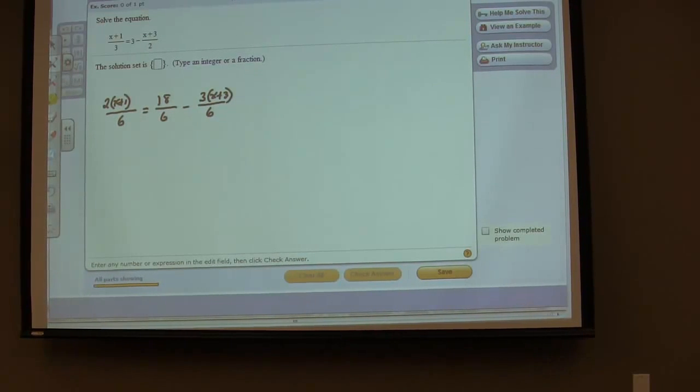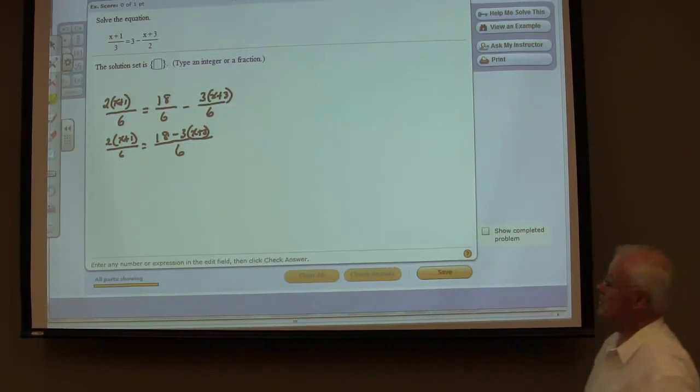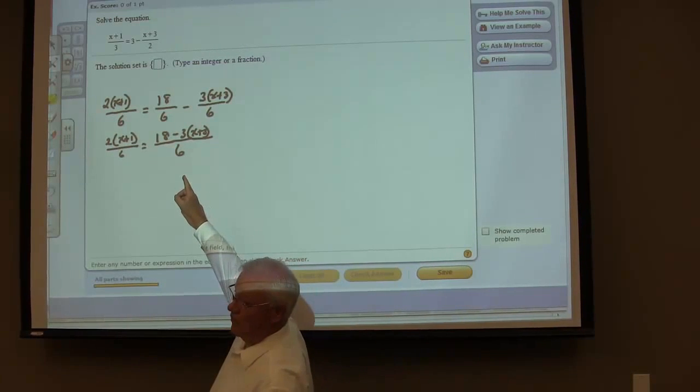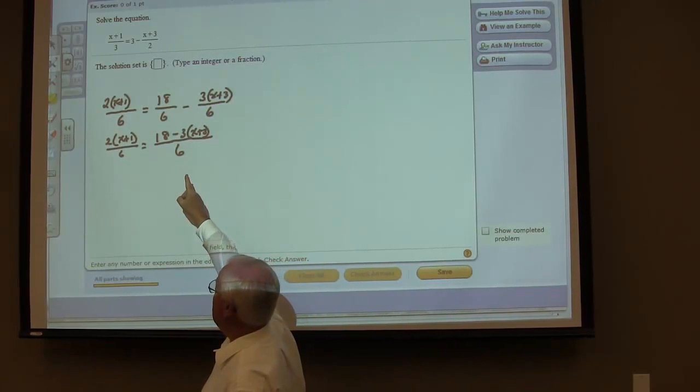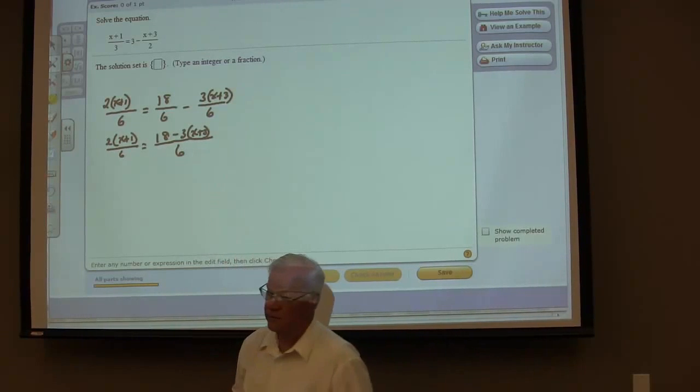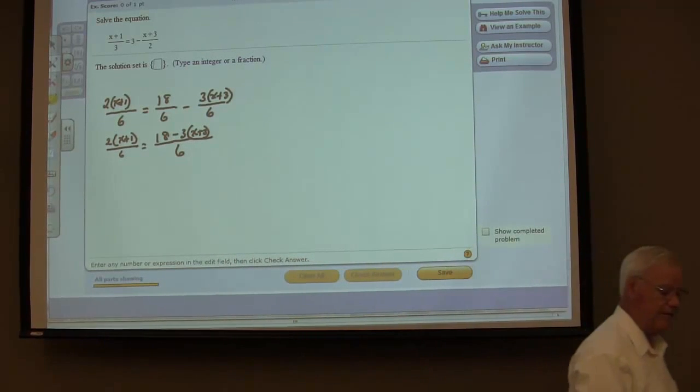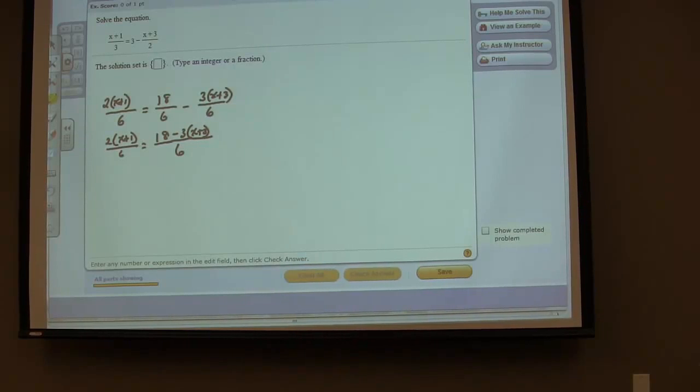Now I can put it all together. So 2x plus 1 over 6 is equal to 18 minus 3 times x plus 3, all over 6. And now that negative sign is in front of the 3, and I will hopefully know that I need to distribute a negative 3 across that parentheses with x plus 3 in it. And now I'll get things right. But first, before I do that, I'm going to multiply both sides by 6 and get rid of my denominators.